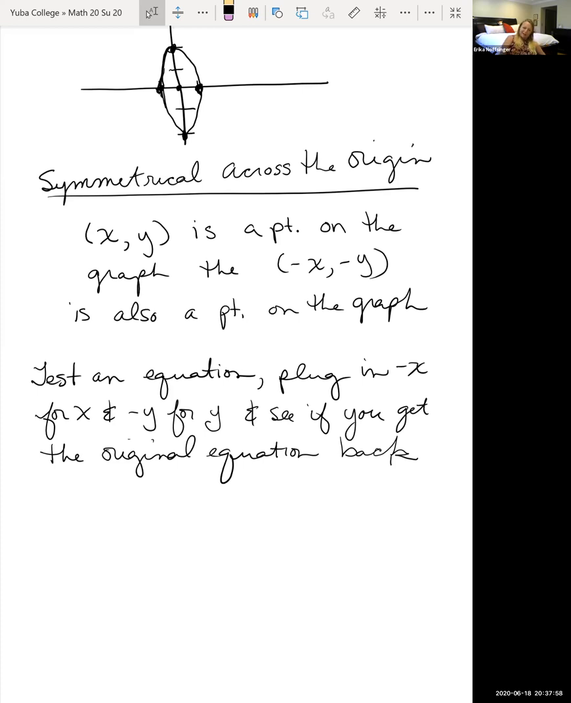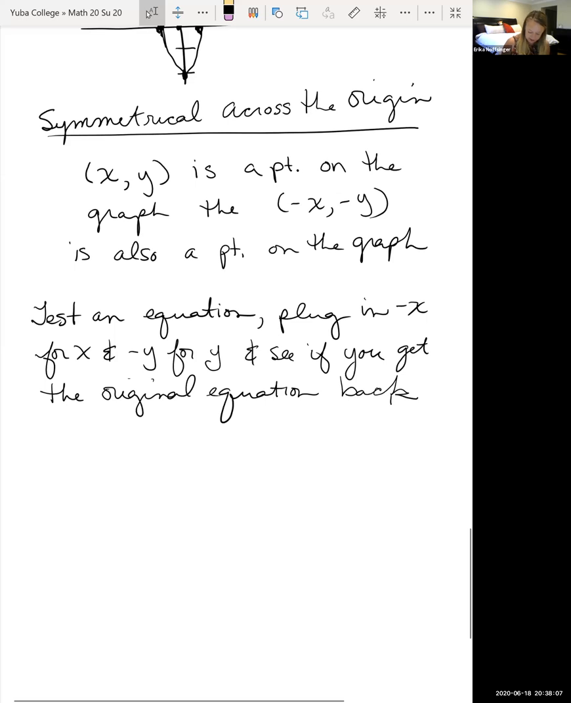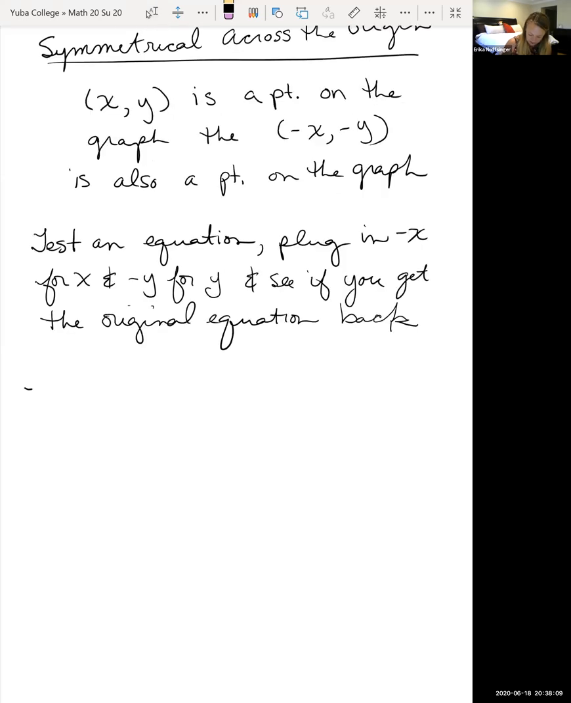But it's not. It's not. So let me give you an example real quick, and it will show you why. So what if we had, well, I just told you that it's going to be across the origin and not the other, but let's just show it. So y equals x cubed.